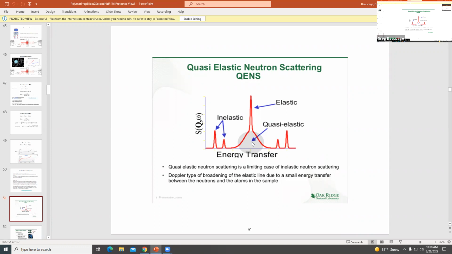So a reactor source is much better because it just comes off with kind of one wavelength. So you filter out the bad wavelengths in a reactor and you just have one wavelength. You don't use time of flight.